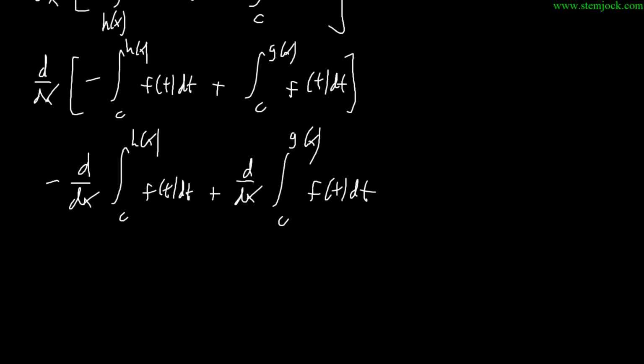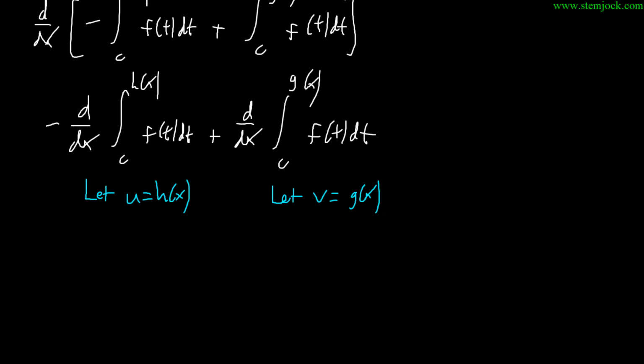So my next step is to make substitutions in each of the integrals. For the first one, I'm going to say let u equal h of x. And for the second integral, I'm going to say let v equal g of x. Now, because I'm changing variables, I have this derivative with respect to x, so I have to use the chain rule to rewrite it in terms of this new variable u.